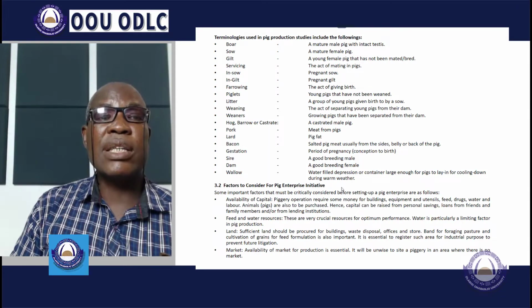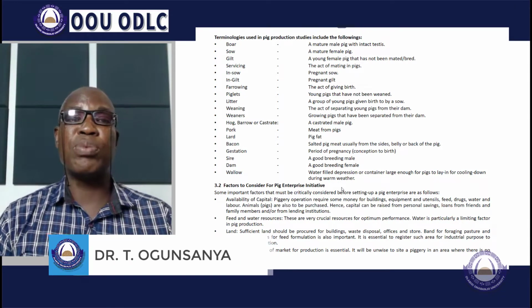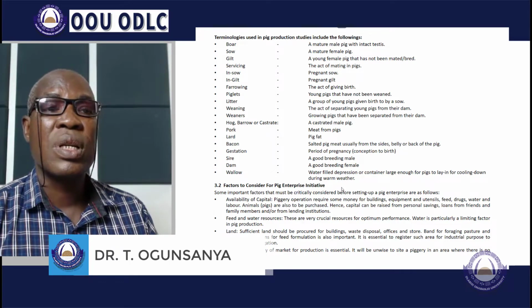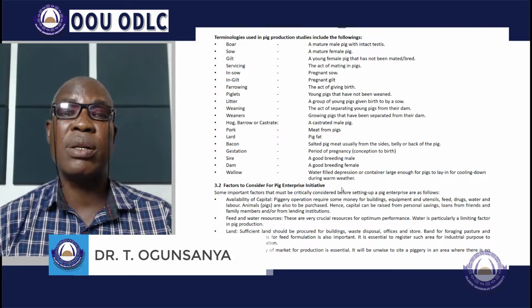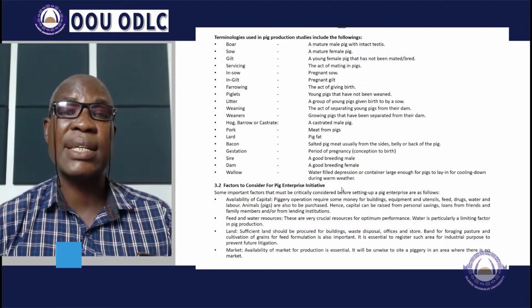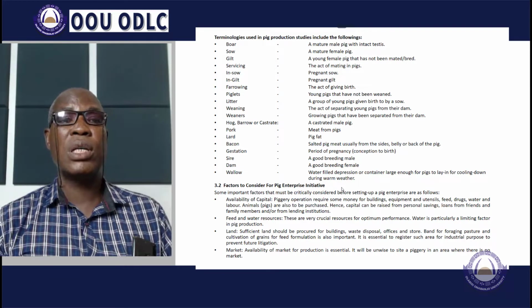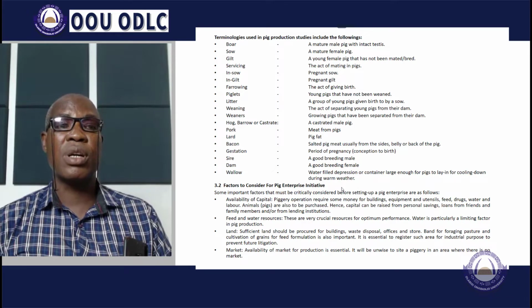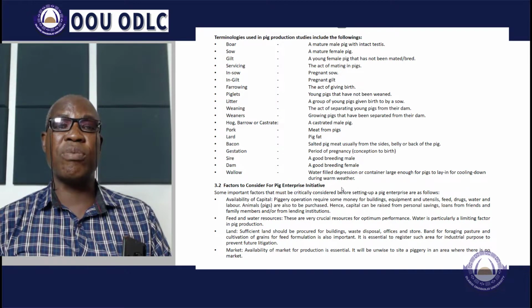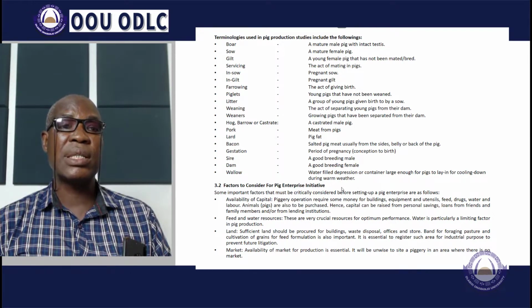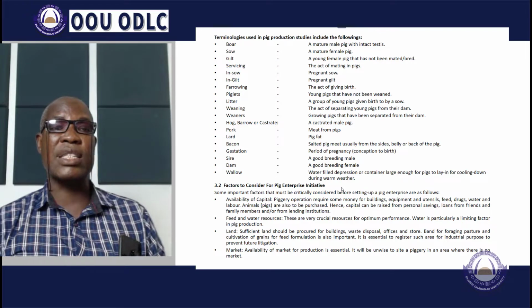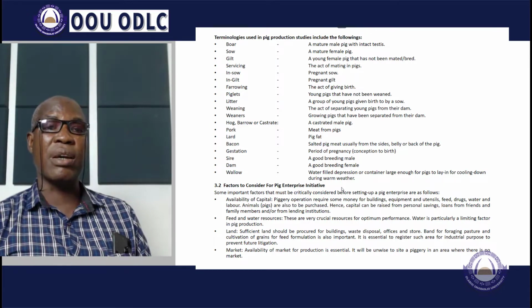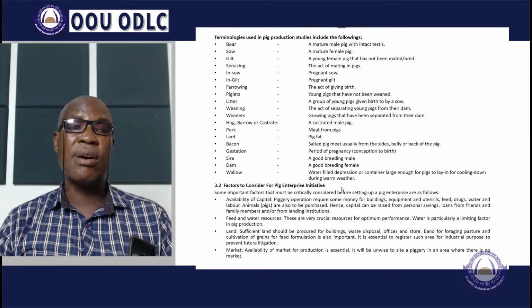What are the terminologies used in pig production? These include, one, boar. That's a matured male pig with intact testes. Sow. Sow is a matured female pig. Gilt is a young female pig that has not been mated or served. Servicing, that is the act of mating in pigs. In-sow, that is a pregnant sow. In-gilt, that is a pregnant gilt.